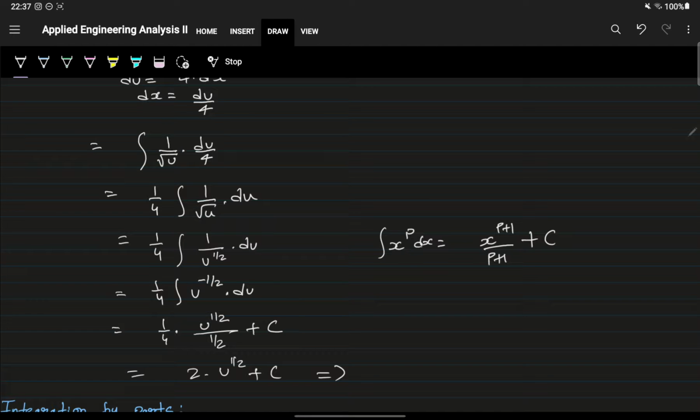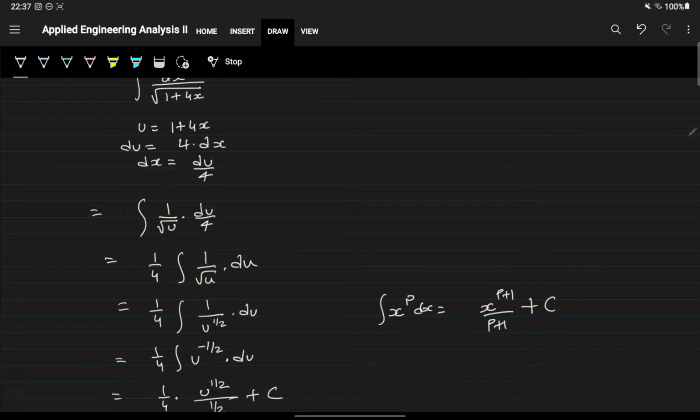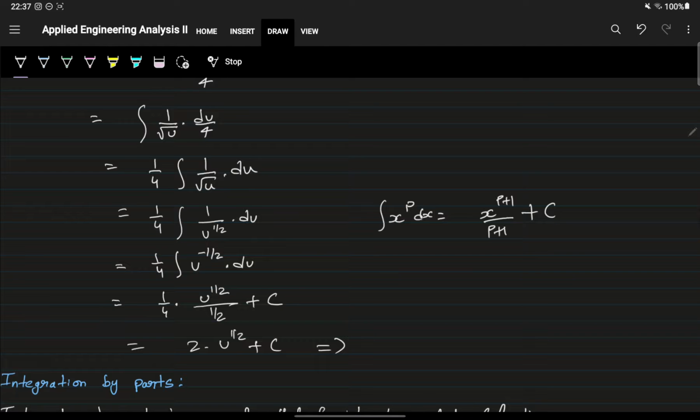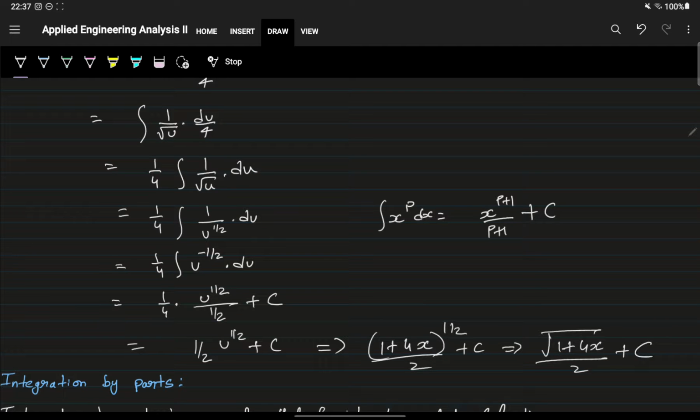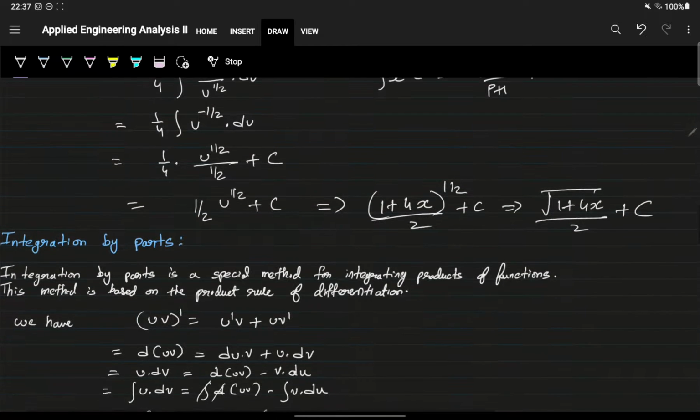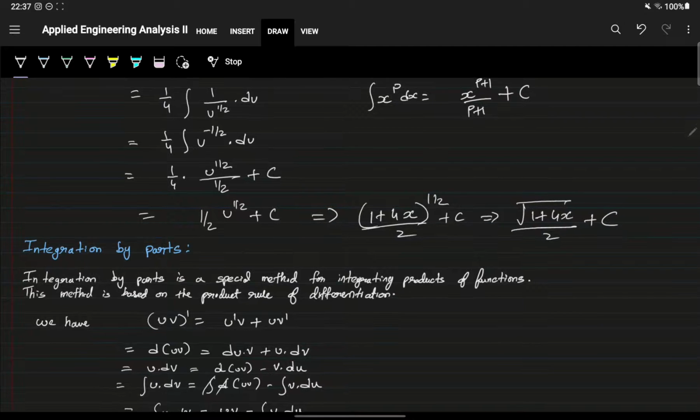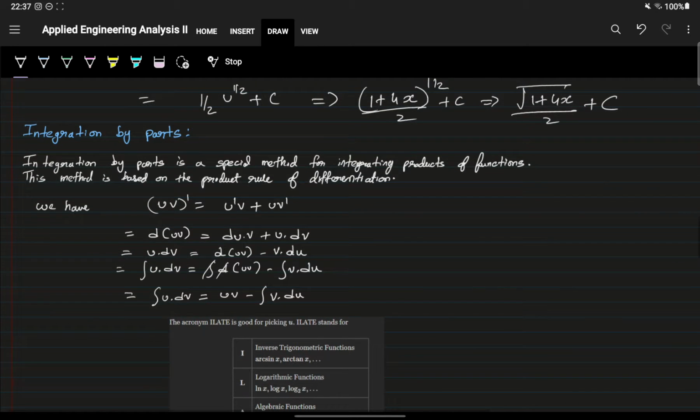And from the above we have u equal to 1 plus 4x. Substituting, this gives us the answer in terms of x, plus c. And another approach to solving an integral is by parts.